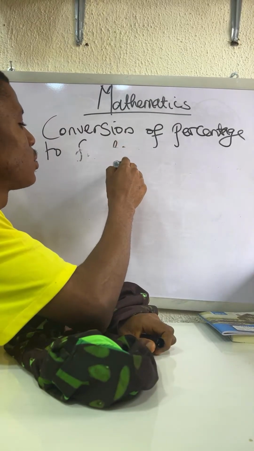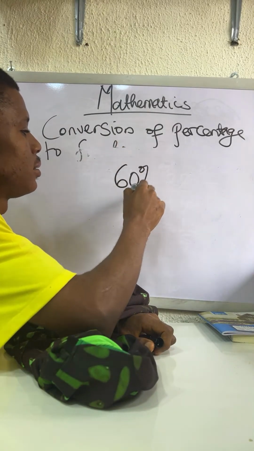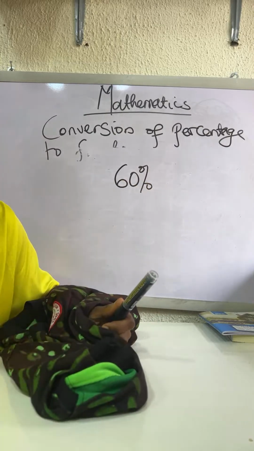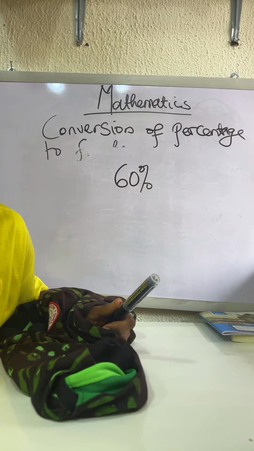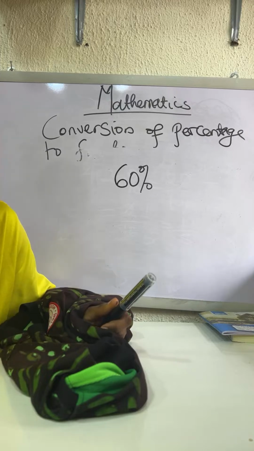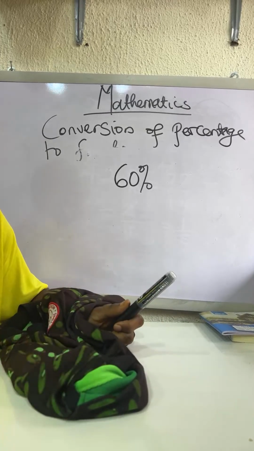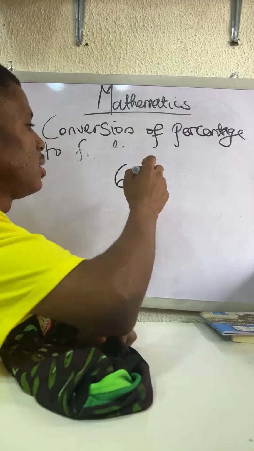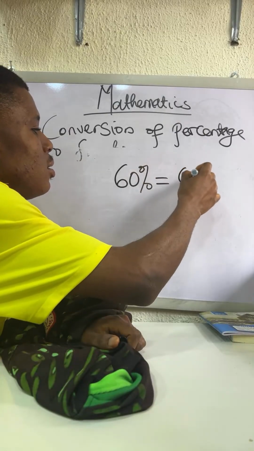So we have the next one, 60%. When you have 60%, it is very, very easy to do. The first thing you have to do is write it as a fraction. And to write it as a fraction, it is very easy. This can be seen as 60 over 100.